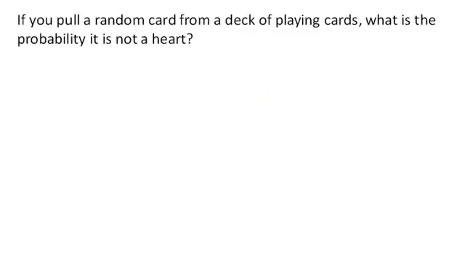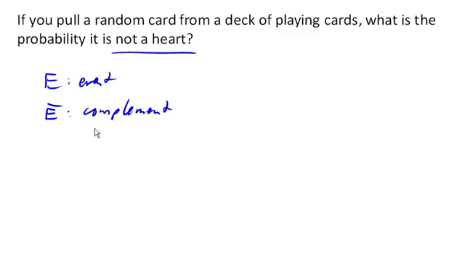If you pull a random card from a deck of playing cards, what's the probability it is not a heart? Now, this is what's called a complementary event, because of the "not" here. We're looking for the probability of something not happening. If E is our event, then we'll use the notation E bar for the complement of that event, which is a fancy way of saying that the event doesn't happen. So this is saying E doesn't happen.